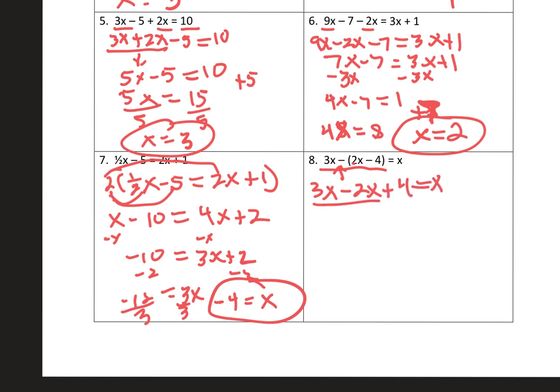Now, again, we do a combining here, so we have 3x minus 2x equals x, plus 4 is equal to x. We subtract x from both sides, we get 4 is equal to 0, and this is impossible, so this one is no solution.